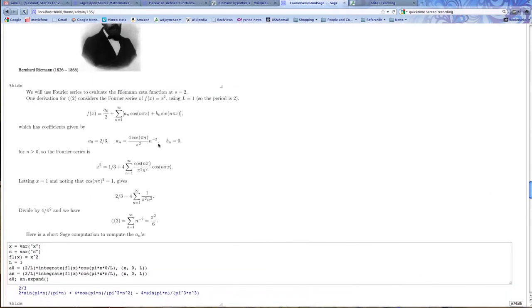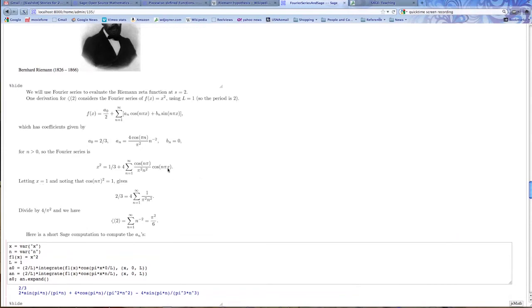And if you use those formulas and compute a(n) and b(n), you'll get these here, the a(n)s and b(n)s. Plug those into here. All the b(n)s are 0, so there are no sine terms, for example. But this is 2/3. Plug it into there. We get 1/3. F of x is x squared, so we have this. Now take x equals 1.